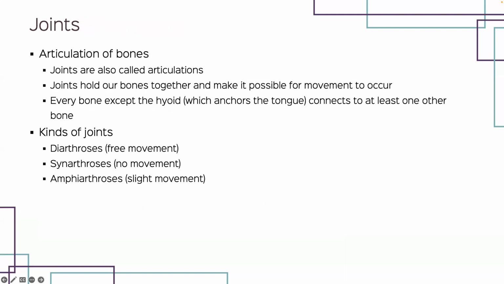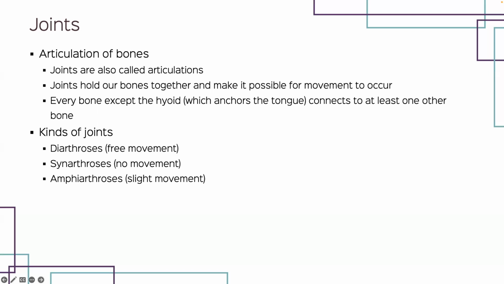The term joint is borrowed from carpentry, where it refers to the structure formed when pieces of wood are joined together. In anatomy, a joint is the structure formed when bones join together, and joints are also known as articulations. Every bone in the body connects to at least one other bone, with the exception of the hyoid bone. Joints hold our bones together securely and at the same time make it possible for movement to occur between those bones. Without joints, we can't move our arms and legs, or even really our upper torso. We can't move at all.